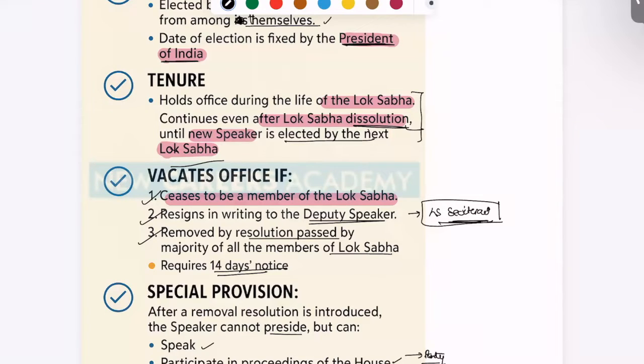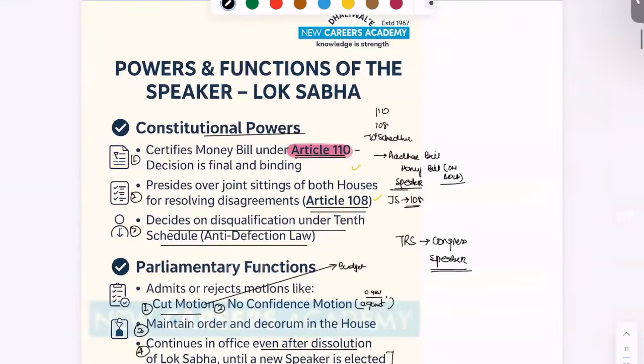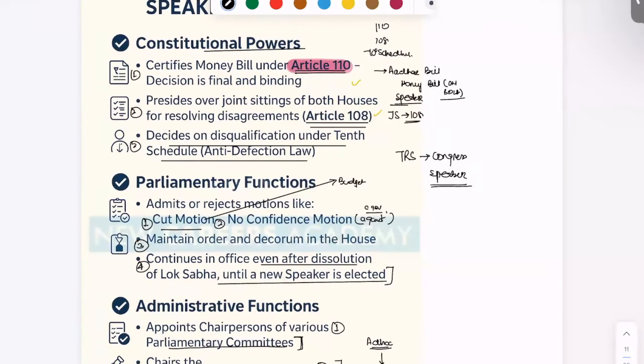Is it clear? Removed by passing a resolution and requires 14 days. So during the resolution, what can he do? He can sit and he can vote, but cannot preside.